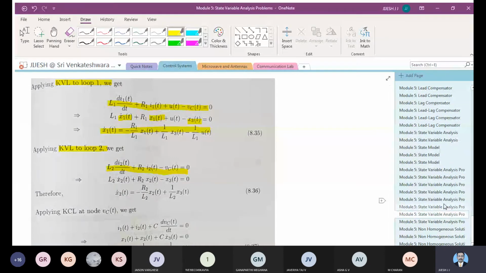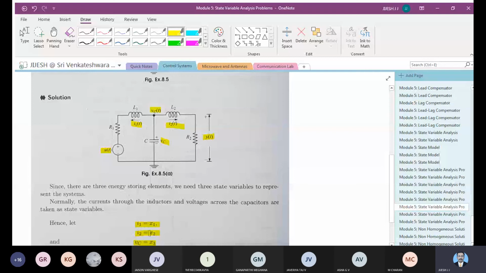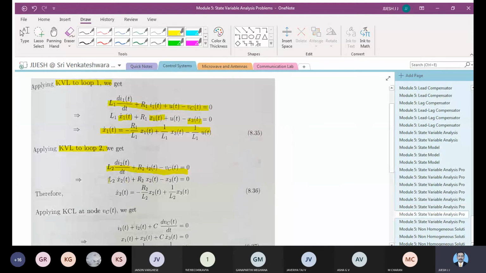So what is I2 here? You have defined it as x2, so di2 by dt will be x2 dot. So L2 x2 dot plus I2, which is x2 itself, and VC is x3. I have replaced these and taken the x2 term to this side. So x2 dot will be equal to minus R2 divided by L2 x2 of t plus 1 by L2 x3 of t. Similarly, we have written KVL at loop 1 and 2.